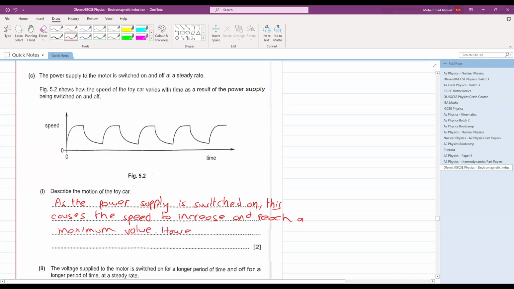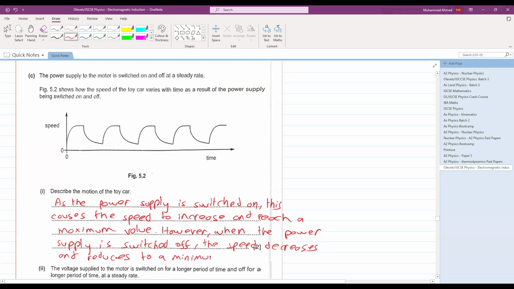However, when the power supply is switched off, what happens? When the power supply is switched off, the speed decreases and reduces to a minimum value. Okay, let's further move ahead.